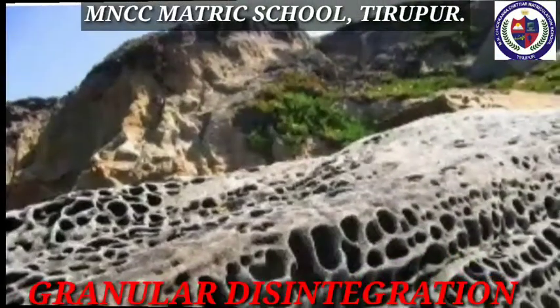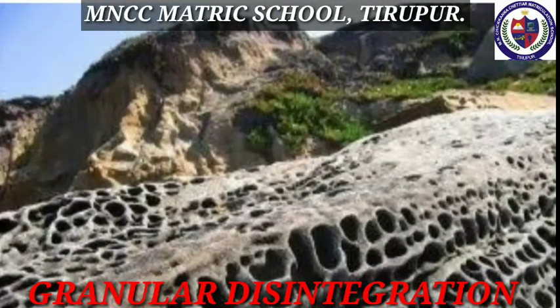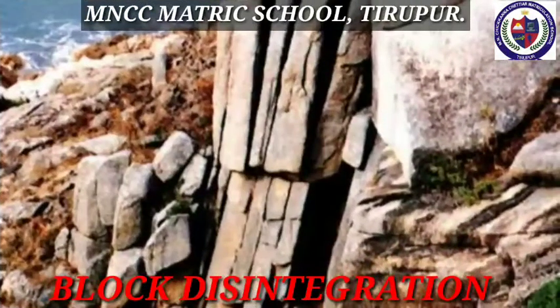Next, granular disintegration. Granular disintegration takes place in crystalline rocks where the grains of the rocks become loose and fall out. This is due to the action of temperature and frost. Next, block disintegration. Repeated expansion and contraction of rocks during day and night respectively causes stress on the joints of the rocks, which results in block disintegration.